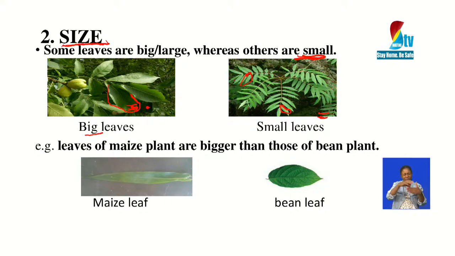I hope, my learner, you know maize. Nowadays we are planting maize because it is the summer season. So this leaf is from the maize plant. It is bigger than this one of a bean plant. So these leaves are not the same size. There are those which are very small and those which are very big. So leaves of plants differ in size. That's all about size, my learner.